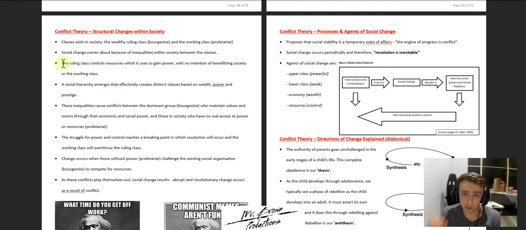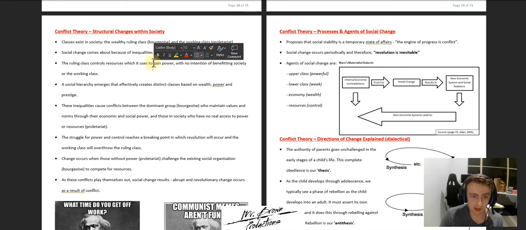The idea is that the ruling class, so the guys at the top, they control most of the resources and they use it greedily to gain power, or unfairly, which I think if you can to see just above that, draw a little arrow and write unfairly gain power.